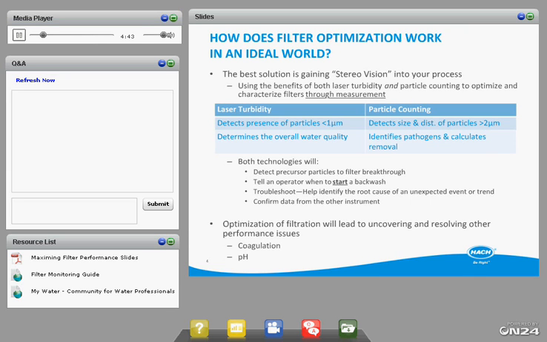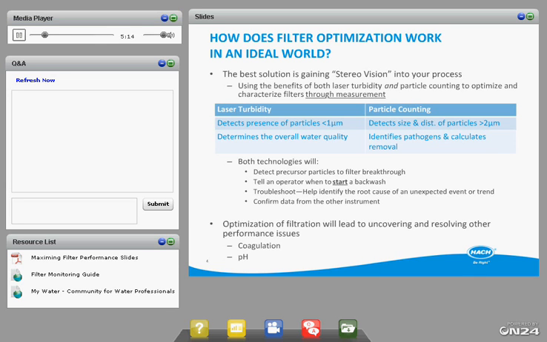In addition to that, that information gives particle counters the ability to identify pathogens and calculate their removal. So both technologies will help detect precursor particles to filter breakthrough. These are the particles that are very small and can be detected prior to a filter having an actual breakthrough event, and therefore they can tell an operator when to start a backwash. We'll spend some more time on this as we go forward.